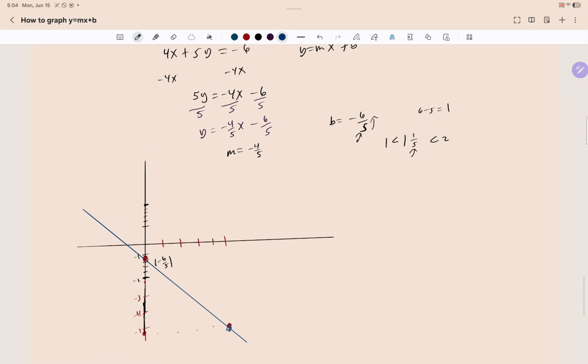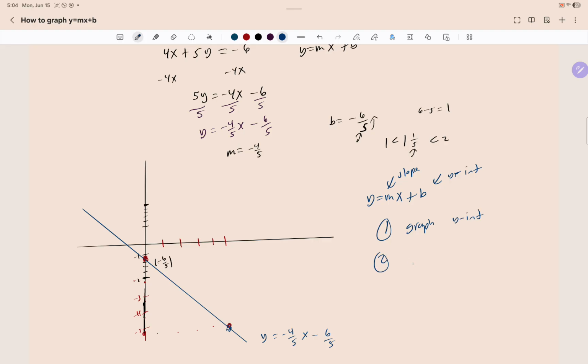So this would be the equation of the line, the graph of the line. And yeah, graphing a line is not that hard. Just to recap, y equals mx plus b. This is the y-intercept, and this is the slope. The first step would be to graph the y-intercept.